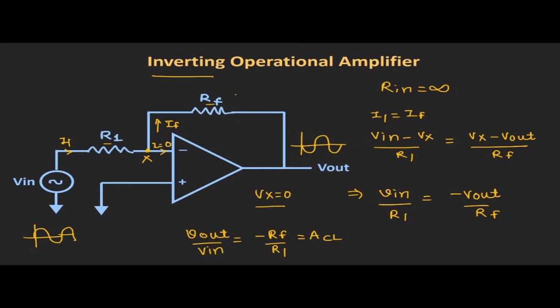So let's say in this case, if RF is equal to 2 kilo ohm and R1 is equal to 1 kilo ohm, then the gain of the op-amp will be equal to 2. And suppose if we apply a 1 volt signal, then at the output we will get a 2 volt signal which is 180 degrees out of phase with respect to the 1 volt signal. So in this way, by controlling the value of RF and R1, we can control the gain of this op-amp and we can use this op-amp as an amplifier. So I hope in this video you understood the inverting op-amp configuration and the concept of virtual ground.